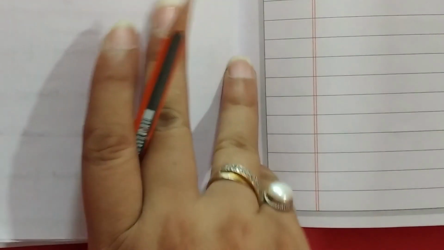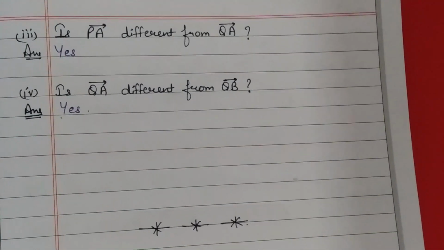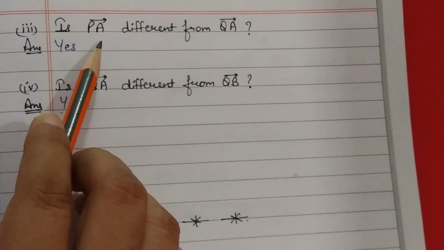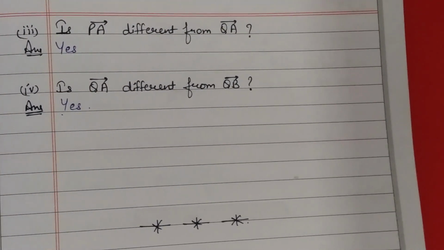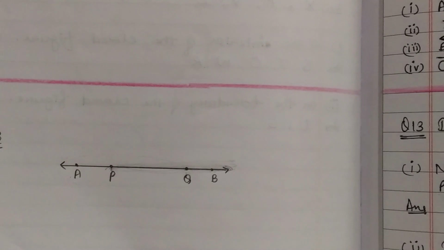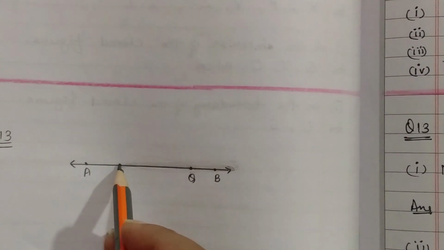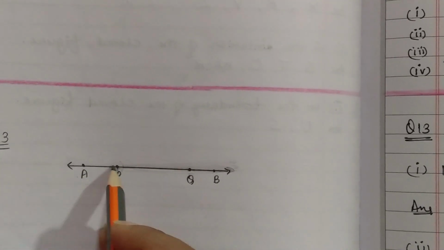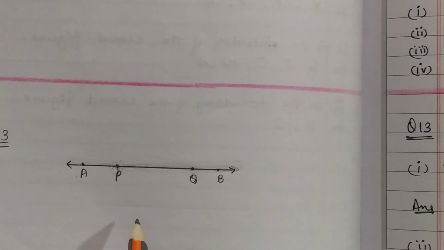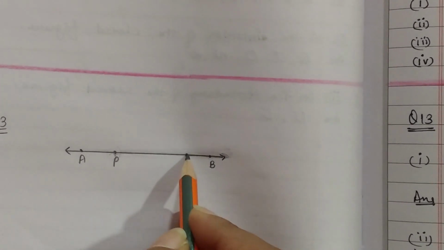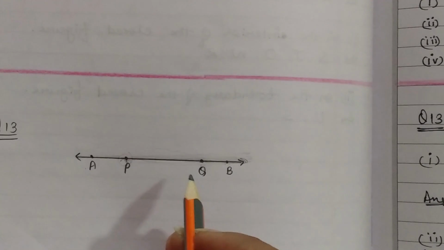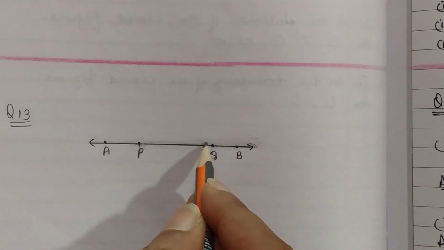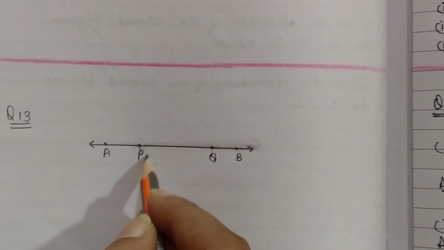Next question, third part: is PA different from QA? Let us see in the figure. PA is this. This is the initial point and this is the open point. We are talking about this ray. And QA, Q is the end point. If rays have the same end point, the open point can be anything, like PQ and PB, both are same because they have the same initial point.